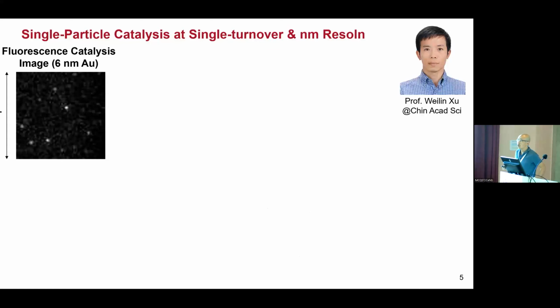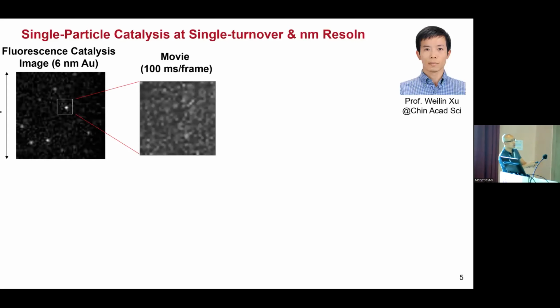Now, I want to show you a typical data that was taken a long time ago by a former postdoc. This is done looking at catalysis on single 6 nanometer gold particles, a fluorogenic reaction. You don't see the 6 nanometer gold particles directly because they're too small. But what you can see is the fluorescent signal of the reaction product that is temporarily absorbed on the nanoparticle surface before the product dissolves and goes away. So each bright spot is one reaction product sitting on one particle.